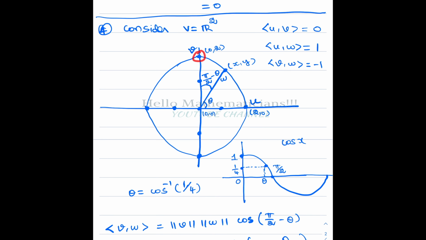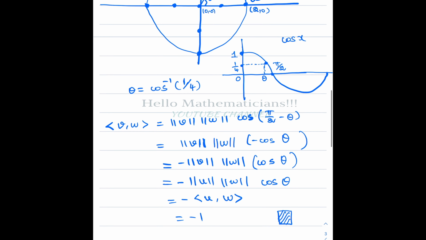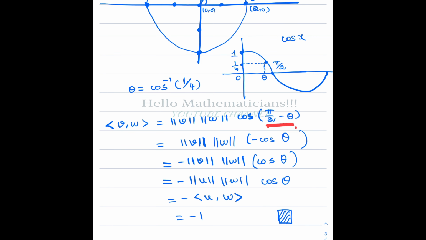What is the angle between V and W? The angle between U and W is theta. Therefore, the angle between V and W is pi by 2 minus theta, because this is pi by 2 and this is theta. That is the angle between W and V. So I have put pi by 2 minus theta here. So we get this equal to norm V, norm W, cos of pi by 2 minus theta, which is minus cos theta. So we get minus norm V, norm W, cos theta.